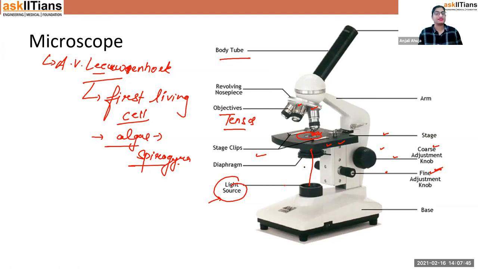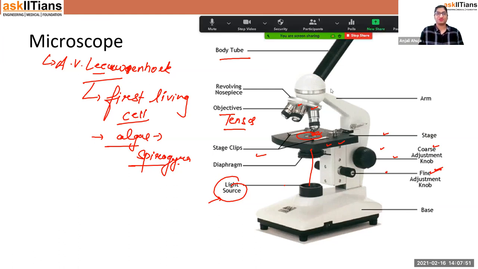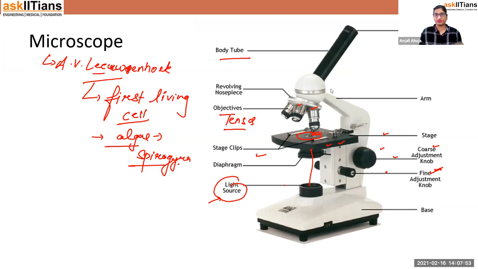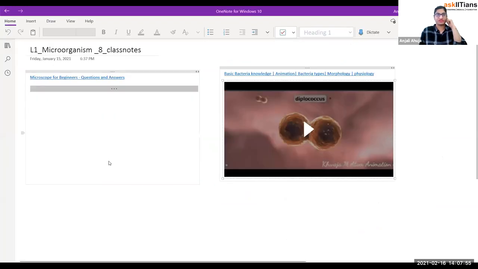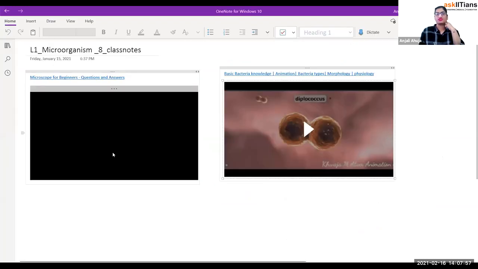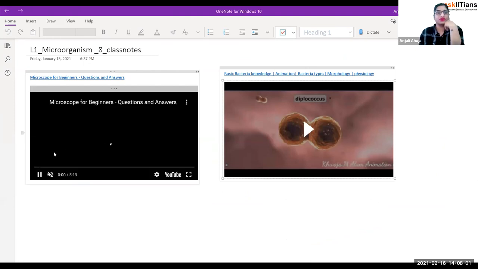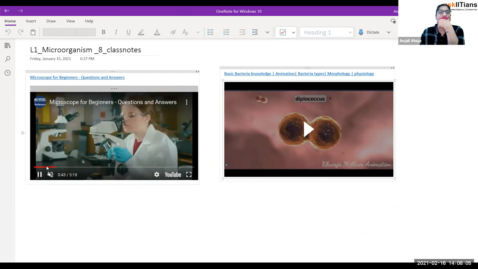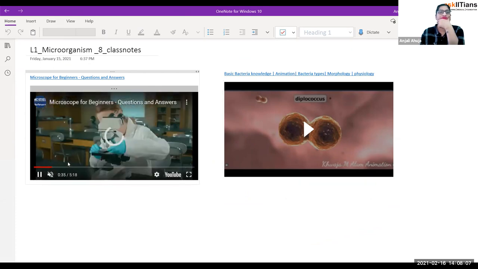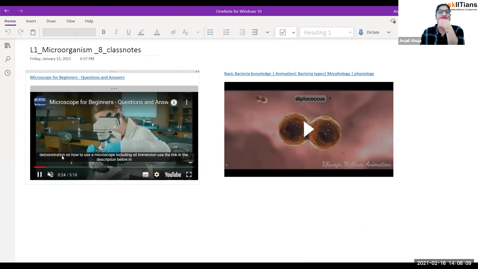But since I have explained so many things, I'm going to show you a video for that. Hold on for a second. New share. My OneNote tab is open. I have added two videos for you. First is, this person is using a microscope. Actually, he's teaching how to use a microscope. As I told you, I'm going to keep it on mute and just forward the video. So this girl is using the microscope and she's fixing everything. Let me just go back.